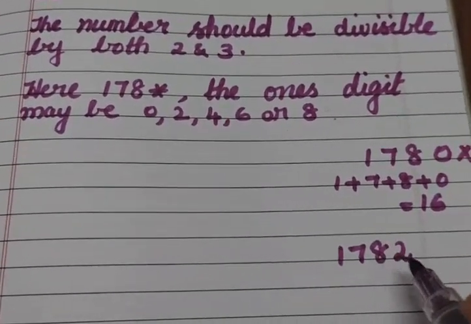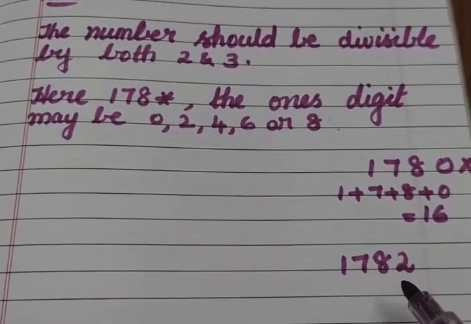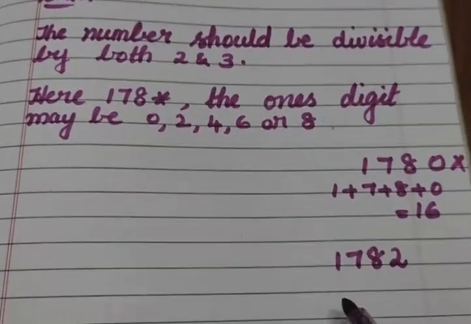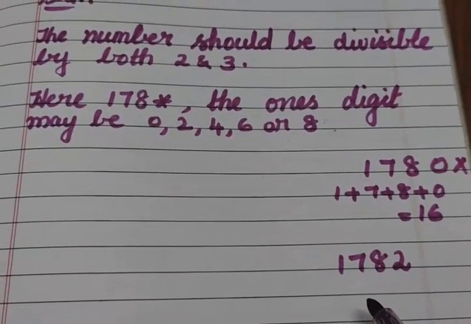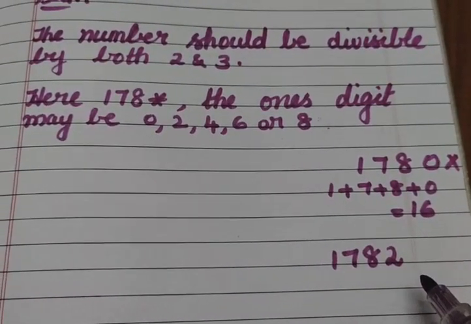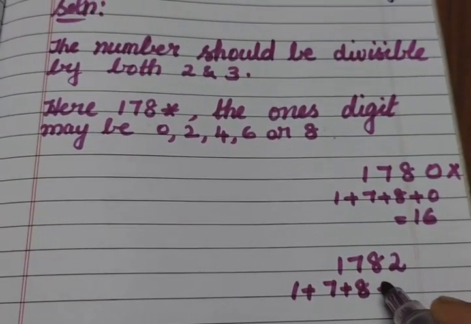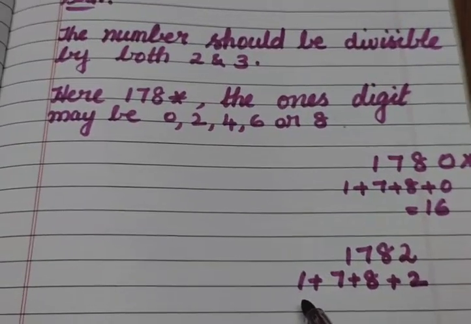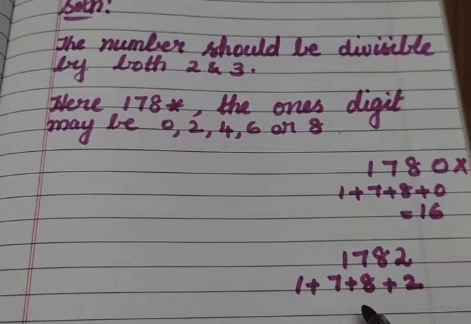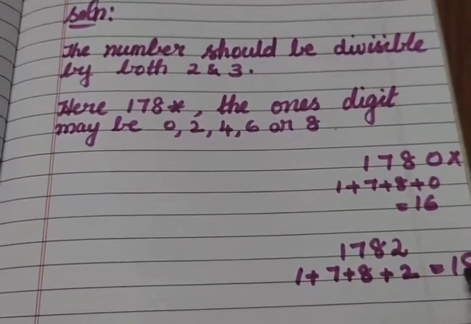So now ones place 2 is there, so this number is divisible by 2. Okay, children, now we can check this number is divisible by 3 or not. What is the divisibility rule of 3? Yes, the sum of the digits is divisible by 3. So here the sum of the digits is 1 plus 7 plus 8 plus 2. What is 1 plus 7? 8. 8 plus 8? 16, isn't it? 16 plus 2? Yes, 18.